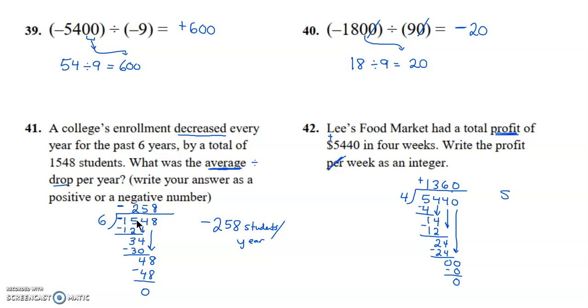So the profit per week is 1,360. And you can show that number just as it is, or you can put a little plus sign in front. Both are acceptable. That's the profit that they're making per week.